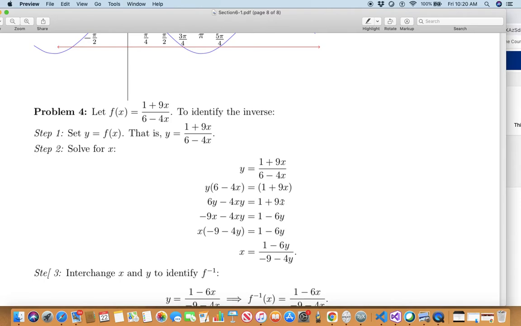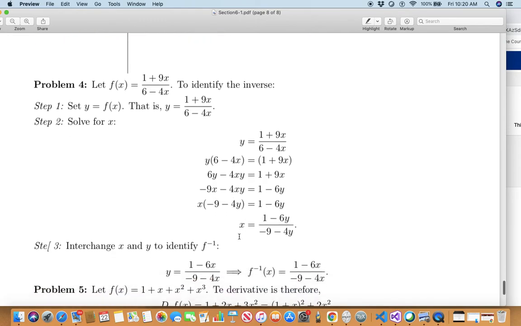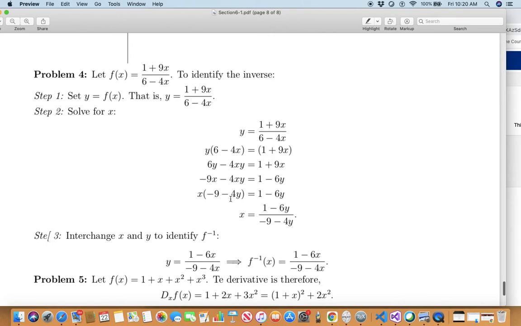Move the x's together, so negative 9x here. Move the 6y to the other side. So you have x expressions here, and the rest over here. Get x as a common factor, right? And divide by the factor. All right, so that you have solved for x. That's step 2. Step 3, interchange x and y. So where I see x, I write y. Where I see y, I write x. I get an expression. That is my inverse.